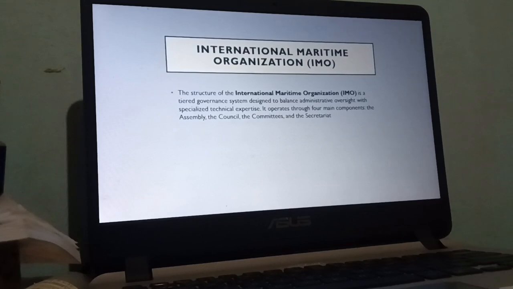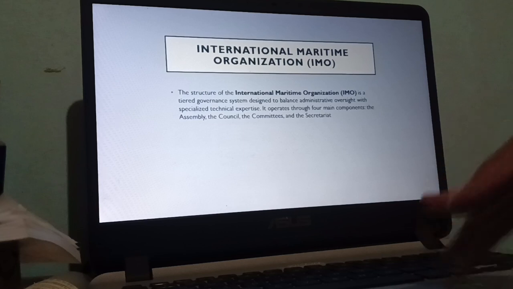The structure of the International Maritime Organization is a tiered governance system designed to balance administrative oversight with specialized technical expertise. It also operates through four main components: the Assembly, the Council, the Committees, and the Secretariat.